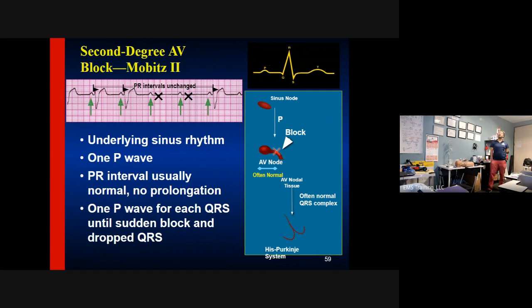Second degree AV block type 2. This rhythm is usually regular, except for the drop piece. There's no prolongation. Just out of nowhere, it drops 1 or 2 beats, as you see here on the diagram. Remember, atropine may not be effective on this rhythm, so we might want to consider externally pacing this patient and getting them set up with a cardiac lab or EP to have a pacemaker put in, right?